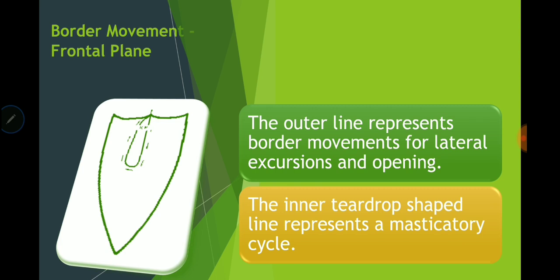All right, so the border movement is in the frontal plane. Remember the envelope of motion. There you can consider three planes: the midsagittal, the frontal, and the horizontal. The outer line represents border movements for the lateral excursion and opening. The outer line is this one here. The inner teardrop, make sure you know that, represents the masticatory cycle. So when you're chewing, that's how your mandible moves. It moves a little bit to the right and then downward and then up, and you complete the cycle. It's an interesting teardrop shape that forms.